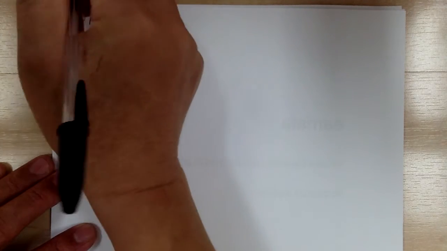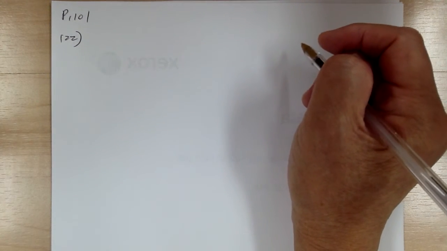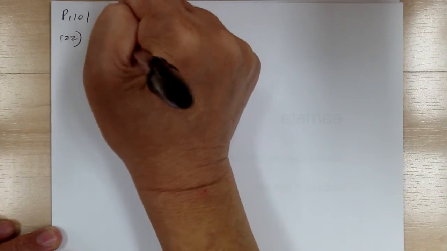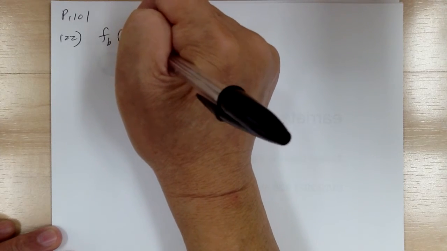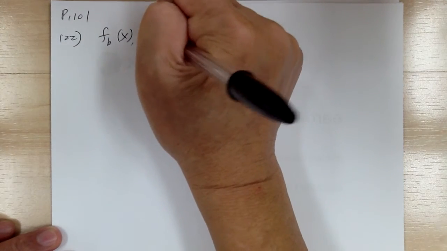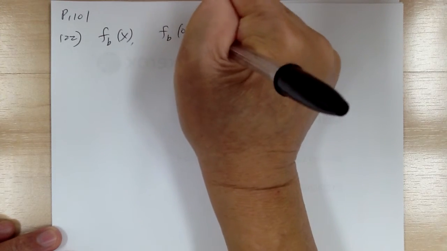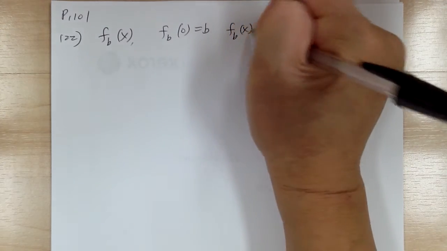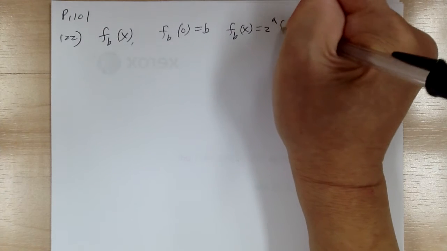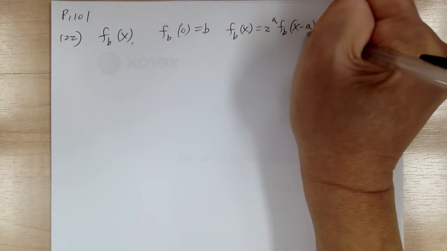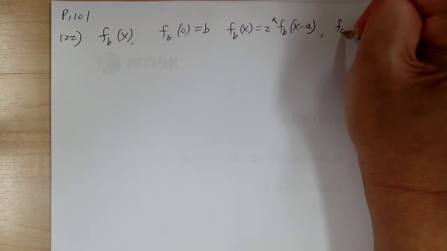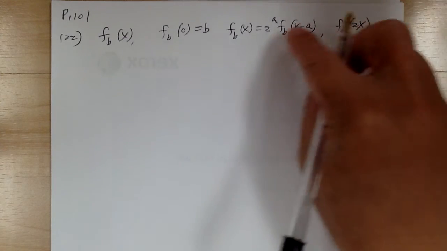Okay, on page 101, number 122. It says, consider a family of functions f sub b of x. So with this family of functions, you have f b of 0 equal to b, and you have f b of x equal to 2 to the a f subscript b of x minus a, and you're looking for f subscript c of 2x in terms of this.